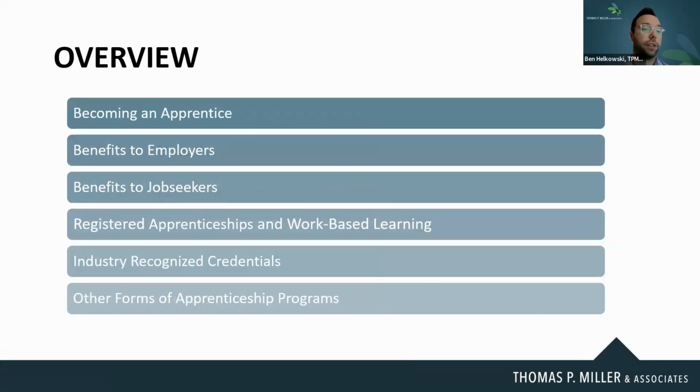So throughout today's session, we will cover what it means to become an apprentice, what the benefits are to employers and job seekers, the relationship between work-based learning and registered apprenticeships, industry-recognized credentials, and we'll briefly discuss other forms of apprenticeship programs, including youth apprenticeship and pre-apprenticeship programs.